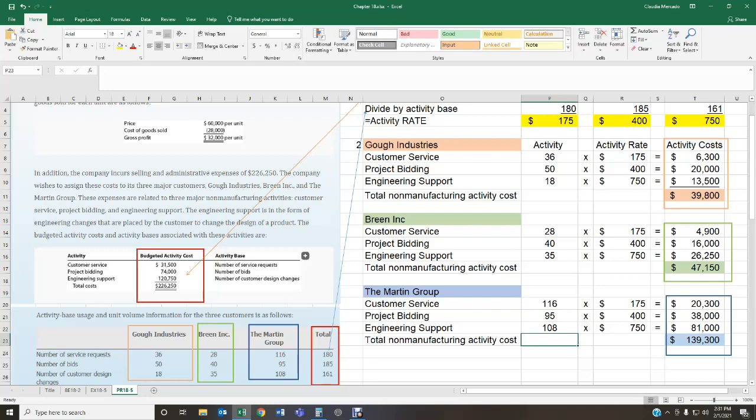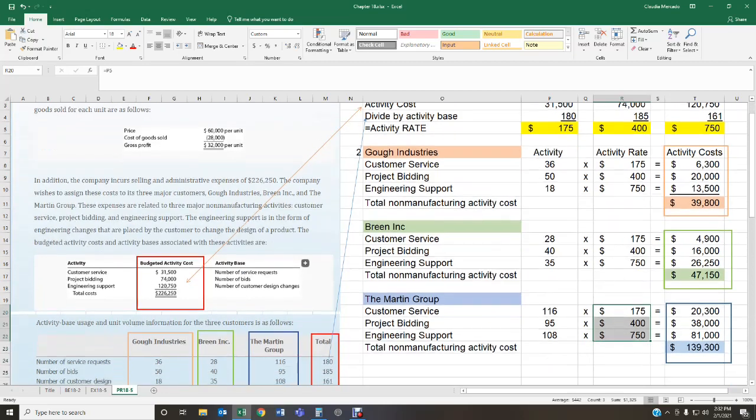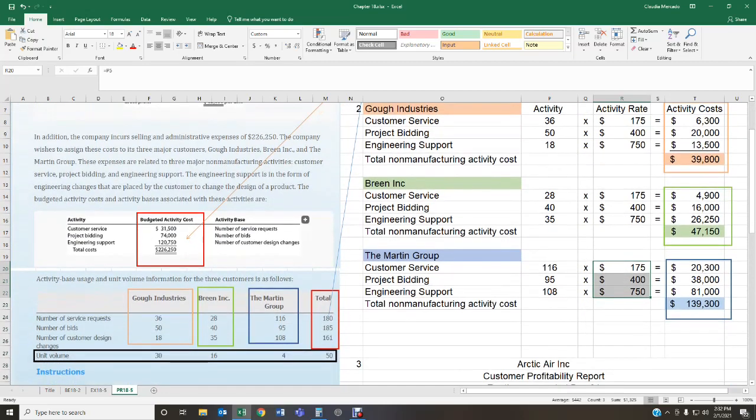I get my activity times my activity rate, and that gives me a total non-manufacturing activity cost of $139,300. So all I'm doing here is grabbing my activity information by customer that is provided, and multiplying it by my activity rate that I calculated in requirement 1 for each activity. This doesn't change. It's the same for each customer because that is our activity rate. The only thing that changes are the activities, and the activity information is provided for you in the problem.